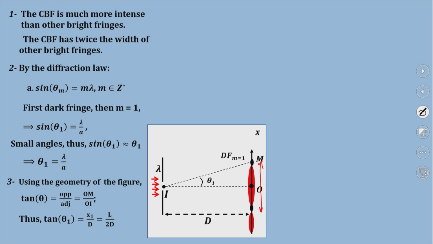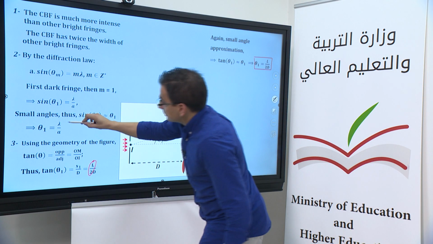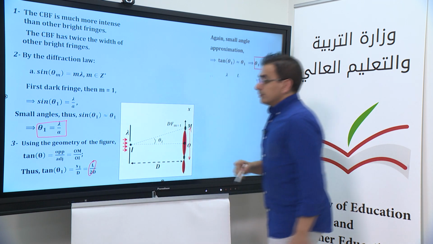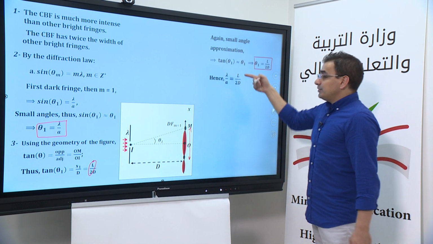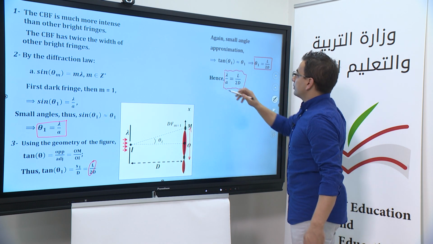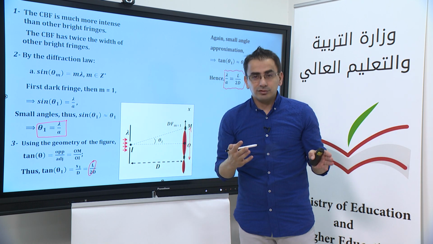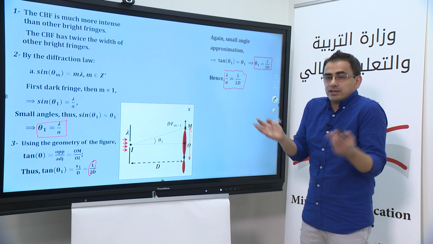So I replaced x1 by L over 2. So tangent theta 1 equals x1 over D, so that we don't make the same mistake again. Okay, again, using small angle approximation, tangent theta equals theta 1, then theta 1 is L over D. So notice that now I have two expressions for theta 1, this one and this one as well. Okay? Hence, lambda over A equals L over 2D, and this is the relation I'm asked about. Now, whether you prefer to write it in a different form, L equal to lambda D over A, or anything else, it's not wrong. Okay? But I can stop here since all I need is a relation right now.